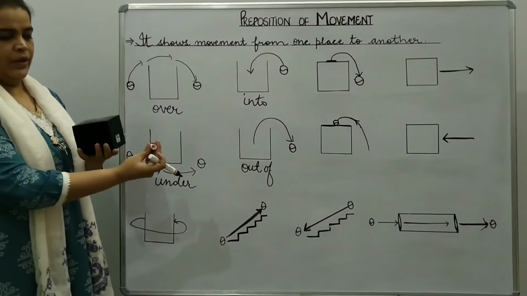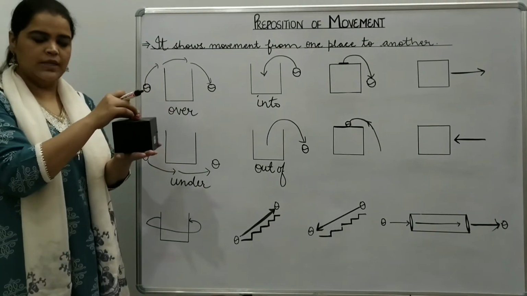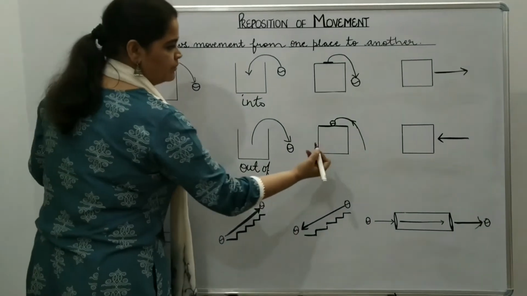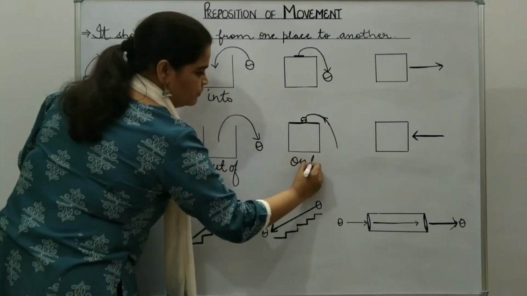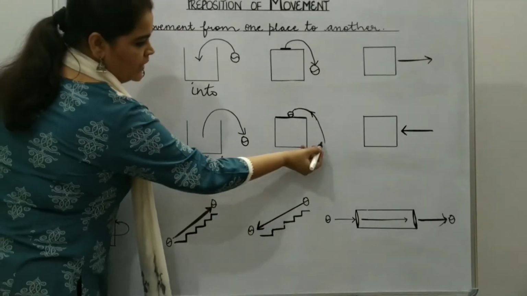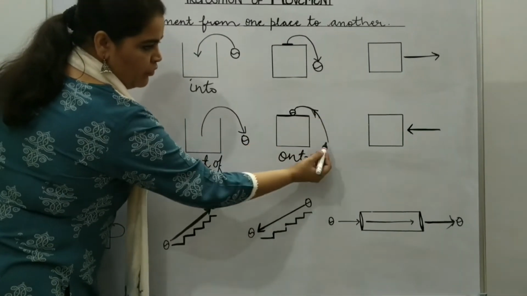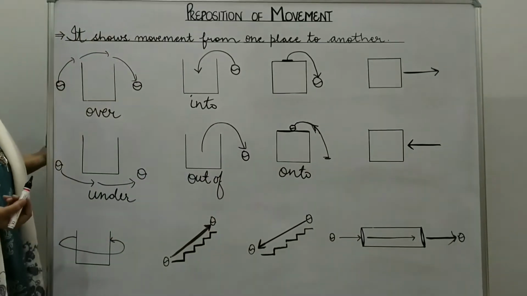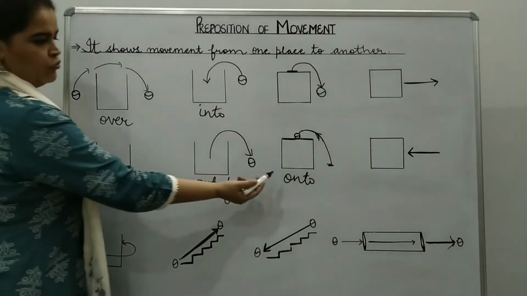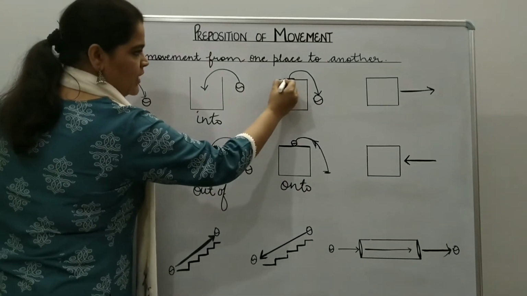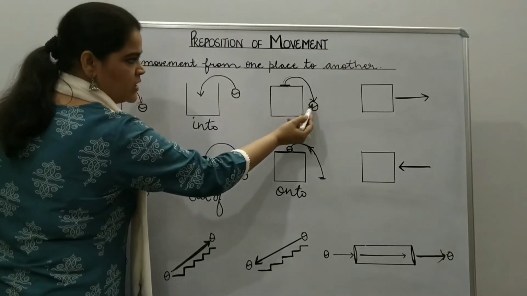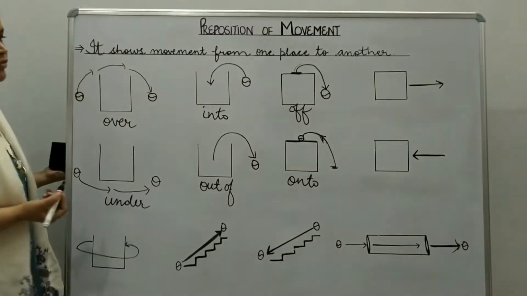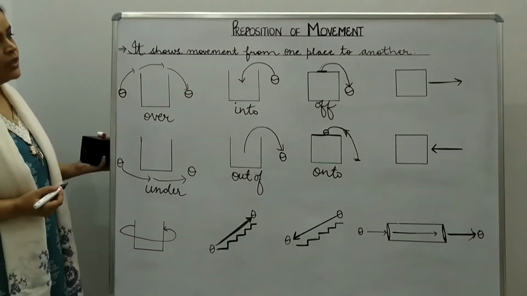Now the next one. Here is one cap and it is just jumping on the box and it is now coming at the rest position. So this movement is called, you can see this one first, onto. See the movement, see the direction from the bottom side to the upper side of the box. This movement is called onto. Now opposite of onto. Now there is something lying and it is jumping just down from the box. This movement is called off. O-double-F, off.